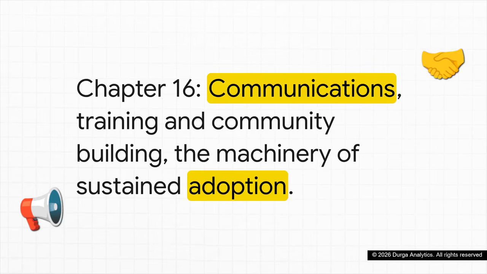In our next explainer, we'll be jumping into Chapter 327, where we will dive much deeper into the machinery of sustained adoption: communications, training, and community building. I am absolutely thrilled to guide you through it. Until then, remember, your job isn't just to write the rules, it's to make the right thing the easy thing.